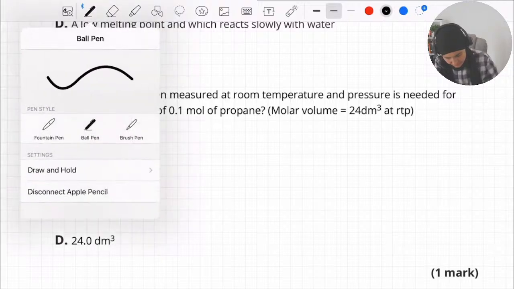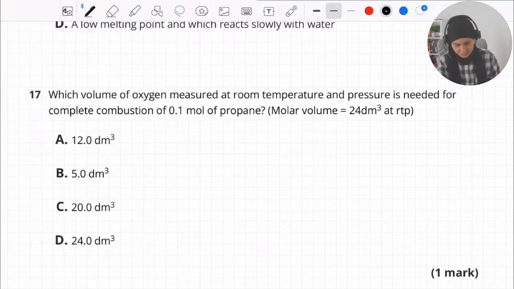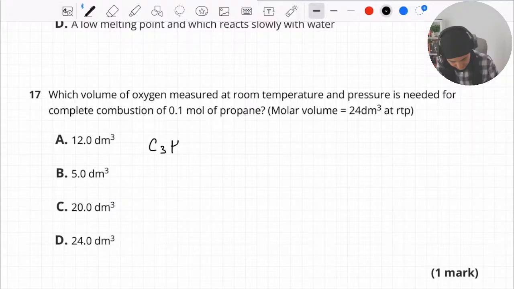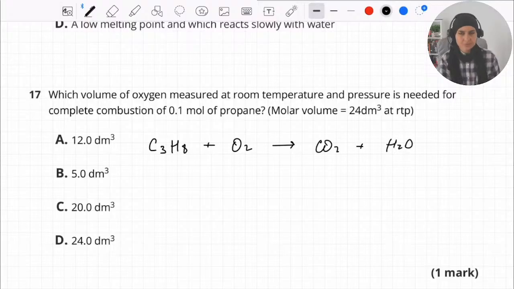Okay, so combustion is reaction with oxygen. Propane is C3H8. So we do C3H8 and O2. Since it's complete combustion, we know that the products would be CO2 and H2O. So for organic compounds that contain C, H or C, H and oxygen, the products of complete combustion would always be CO2 and H2O. It has to be balanced because we need the molar ratio, right?